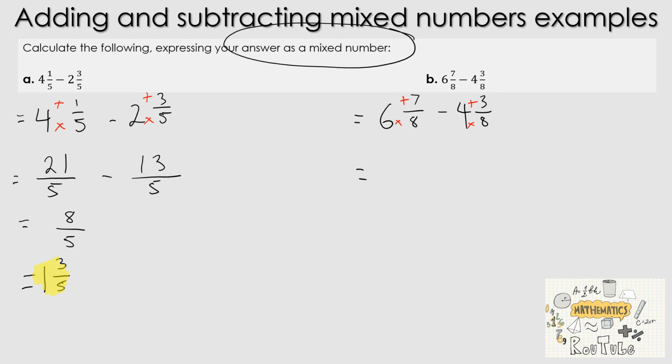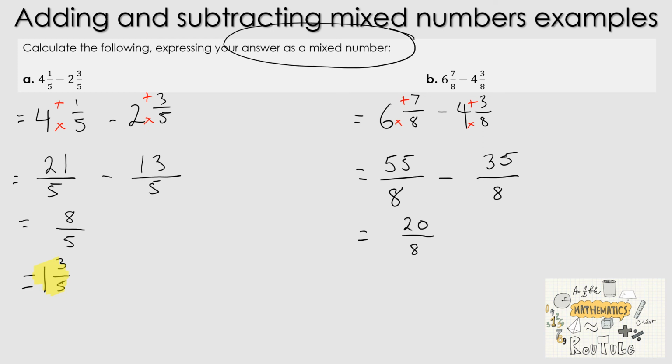So we've now got 6 times 8, which gives us 48, and then 48 plus the numerator of 7 gives us 55. And again, our denominator stays the same, which is 8. Then we've got 4 times 8, the whole number multiplied by the denominator, which gives us 32, and then 32 plus 3, which is the numerator, gives us 35. We've now got the same denominator, which is great, so we know the answer is going to be over 8. Then we can just do 55 minus 35, which gives us 20.